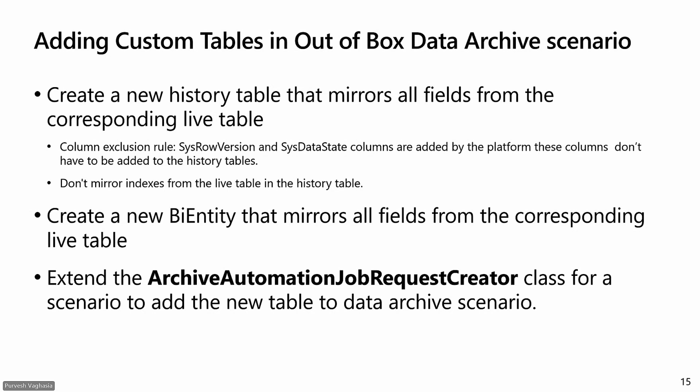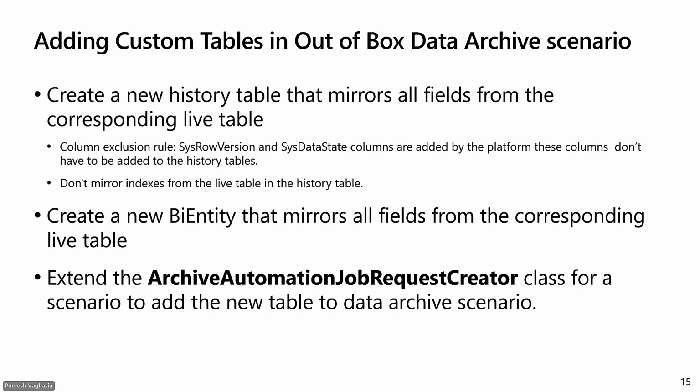Second, now that I have the history table, the next thing I need to do is create my BI entity. As we discussed in the past, against each table we have a history table and then we have a BI entity. So I need to create a BI entity against my table and mirror all the columns that we have in my live table. Third, now that I have my tables and my entity created, the next step is to plug these tables and entity into the existing scenario.